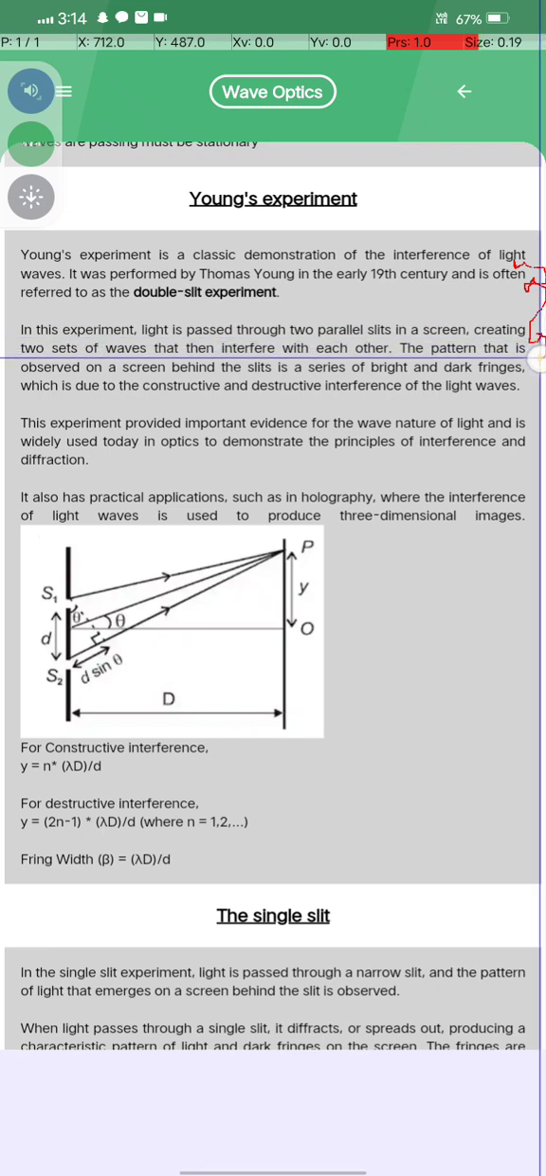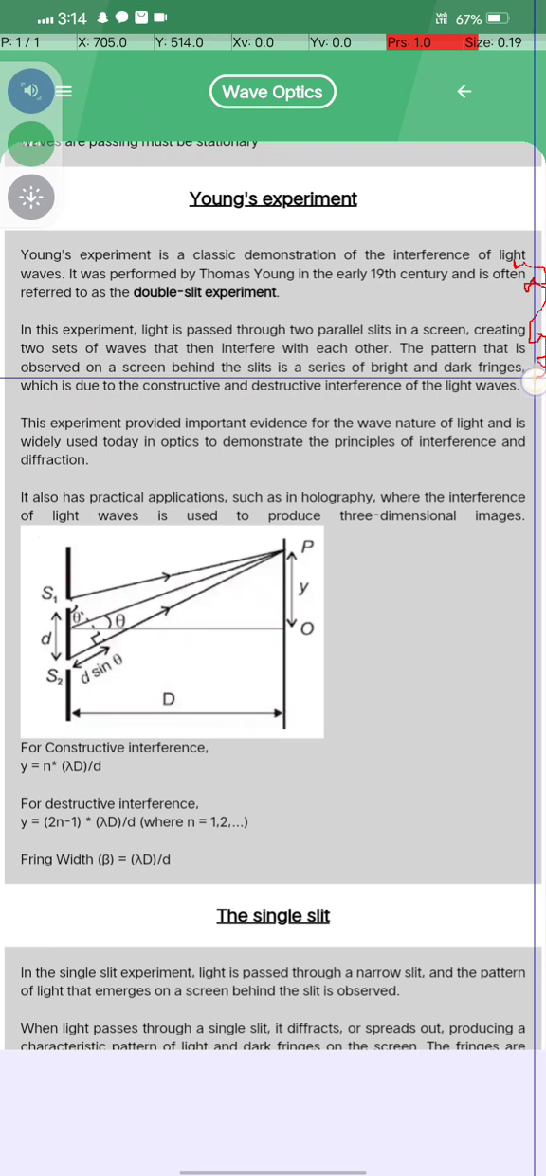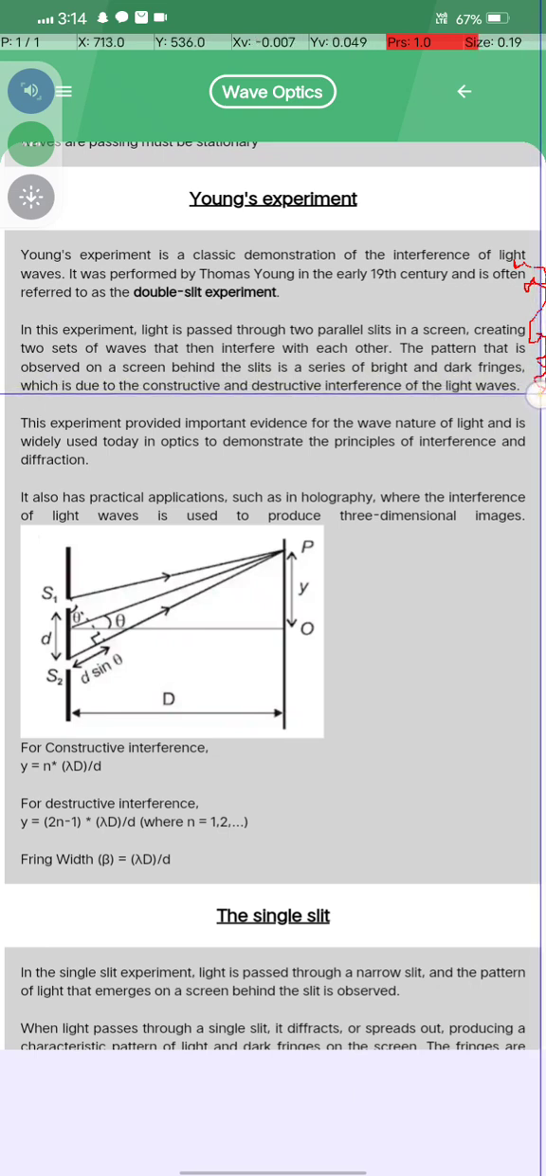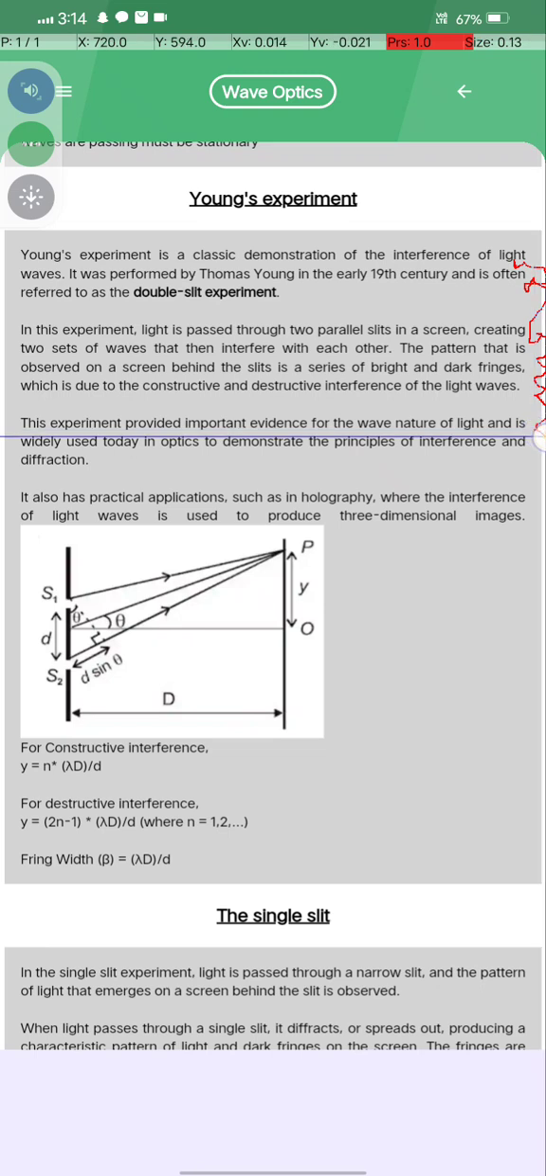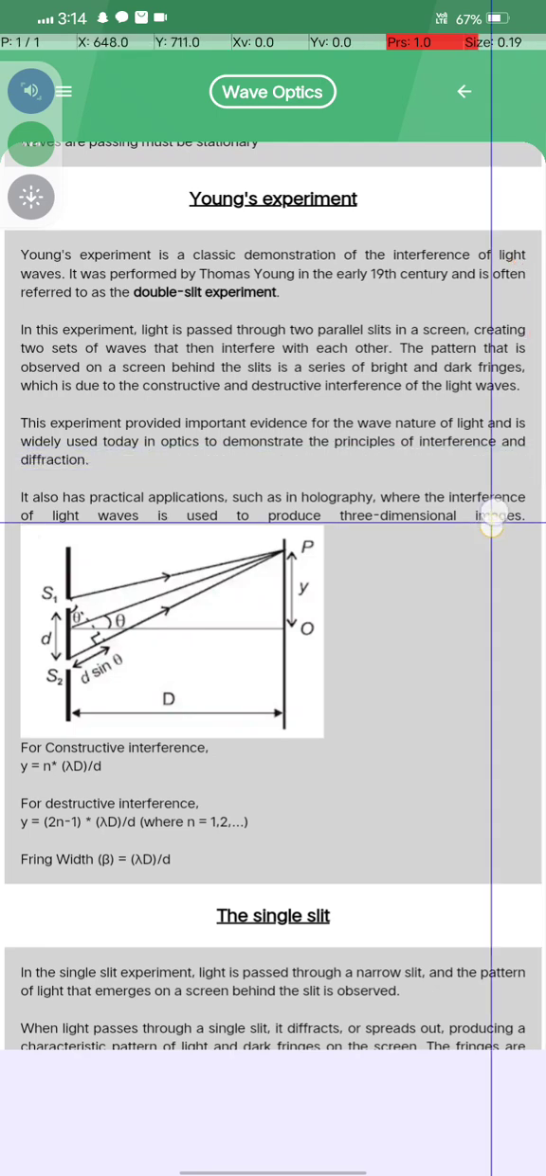waves that interfere with each other, and the pattern observed on a screen behind the slits is a series of bright and dark fringes, which is due to the constructive and destructive interference of the light waves. The experiment provides important evidence for the wave nature of light and is widely used today in optics to demonstrate the principles of interference and diffraction.